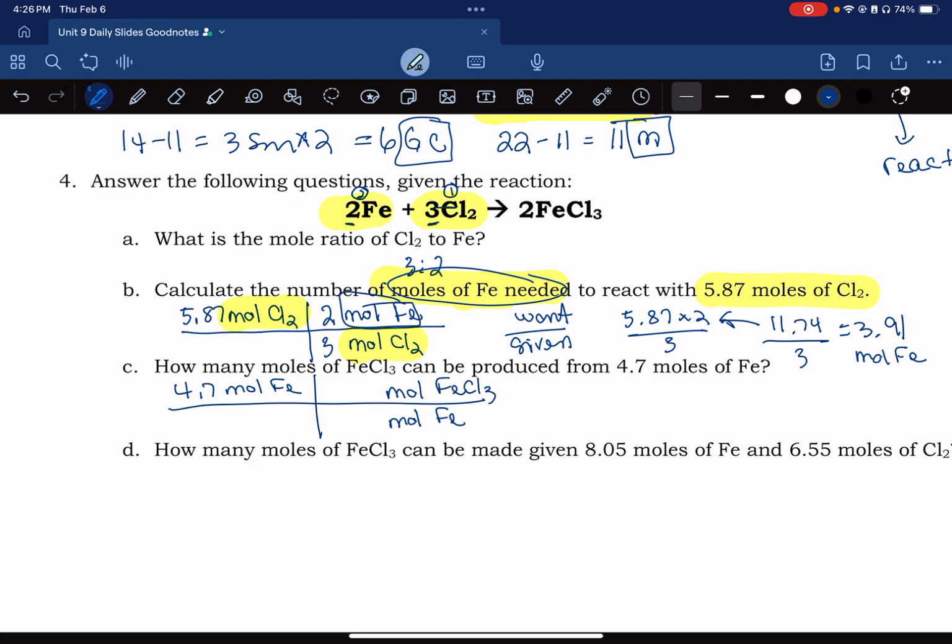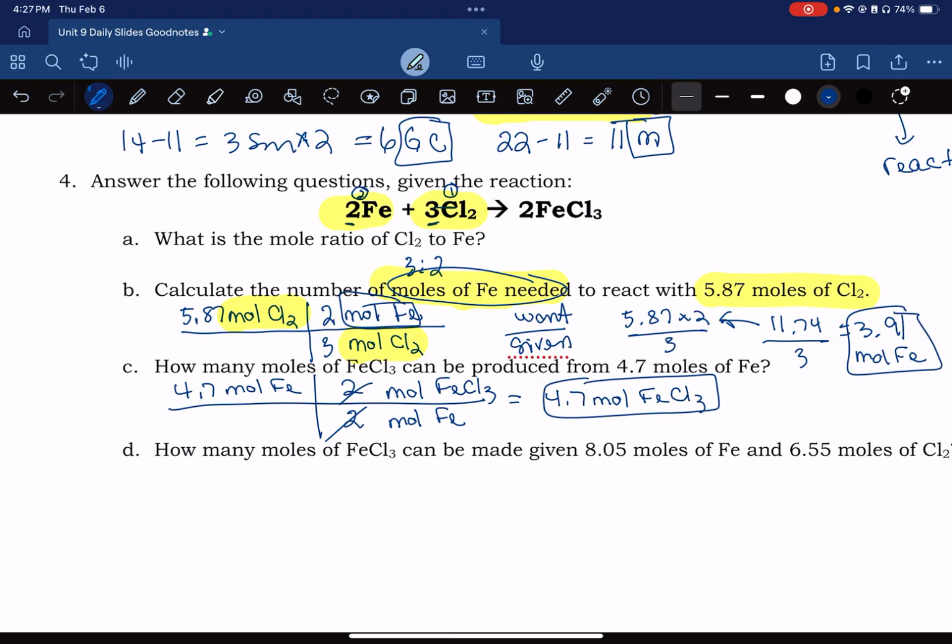Okay, so we go to our balanced equation and we see that there are 2 moles of iron for every 2 moles of iron chloride. Well, that makes a really easy math problem for us because these cancel out and we're just going to have 4.7 moles of iron chloride. Perfect. Let's box our answers for clarity.